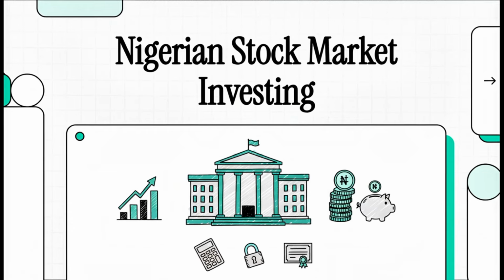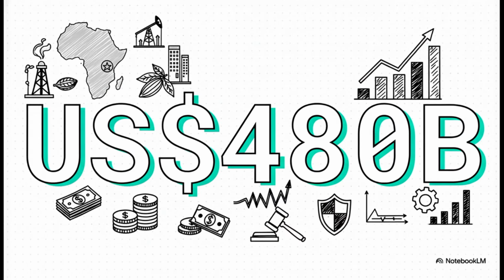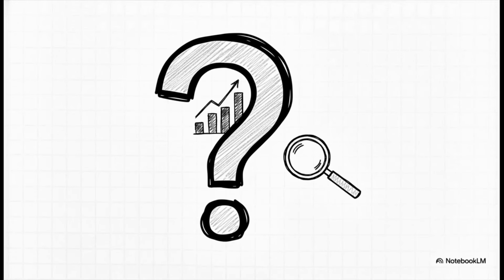Welcome to The Explainer. Today, we're breaking down how you can invest in the Nigerian stock market. So check this out. In just 6 months, Nigeria's market returned over 33%. That's double the S&P 500. And this is all happening in Africa's largest economy, with a GDP of over $480 billion. So what's going on here, and how can you get in on the action?